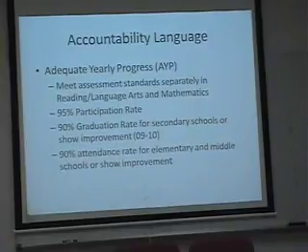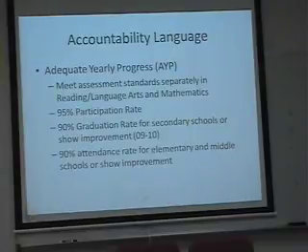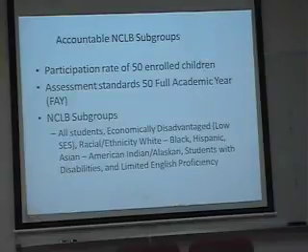Some of the language that you'll hear me talk about, AYP, that's adequate yearly progress, and for that you have to make sure that you meet the assessment standards. We'll talk about that. 95% participation rate by schools, and for this year, 09-10, there was a 90% graduation rate, not 80, and of course 90% attendance rate for elementary and middle schools will show some type of improvement. The subgroups we'll talk about, if you have a group of students that are 50 or less, and most of your special ed, you'll see that. They have to at least be 50 to enroll to make sure that happens.